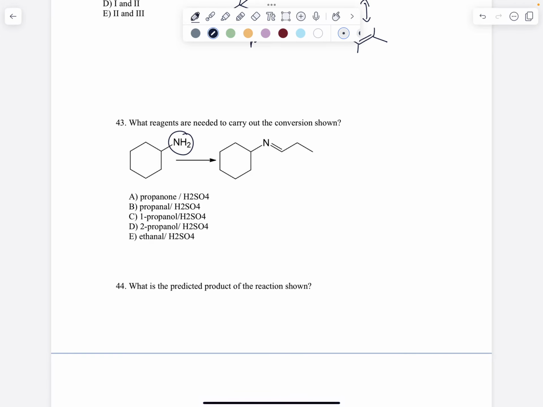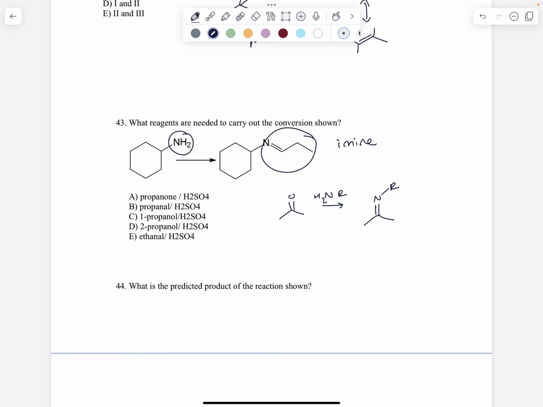All right, what reagents are needed to carry this out? I'm looking at a nitrogen become an imine, and I know that imines form when we have a carbonyl carbon that reacts with a primary alcohol, and you do know the mechanism, but I won't make you draw it out. And we get NR.